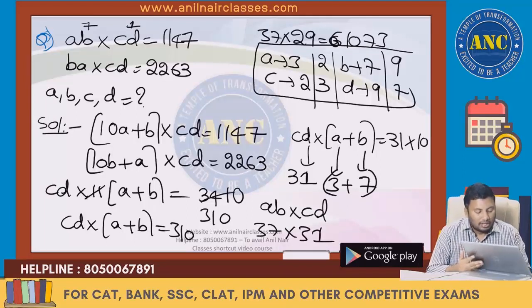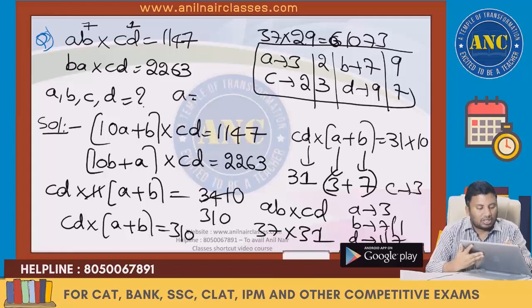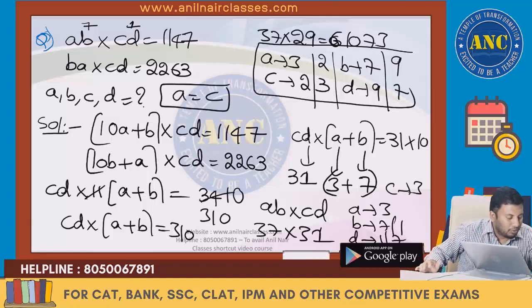So A value can be 3, B value can be 7 or 1, D value can be 1 or 7, C value is 3. So actually the question is, what is the relationship between A and C? A and C both are equal. I hope the logic is clear.